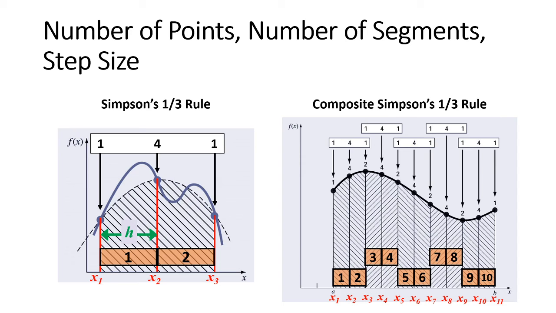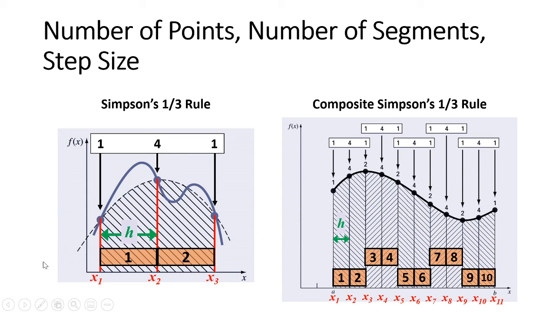So we can see that the number of segments is still 1 less than the number of points. It will always be the case. And the step size is the width of a single segment. So in this case, the step size will be much smaller because we have 10 segments in total within the same range of A to B.